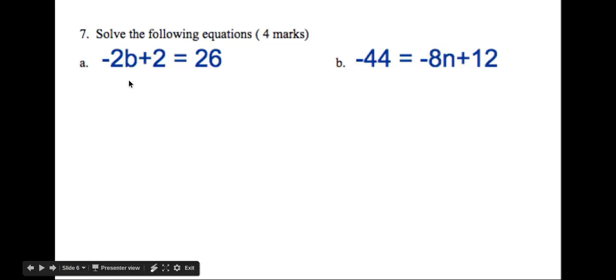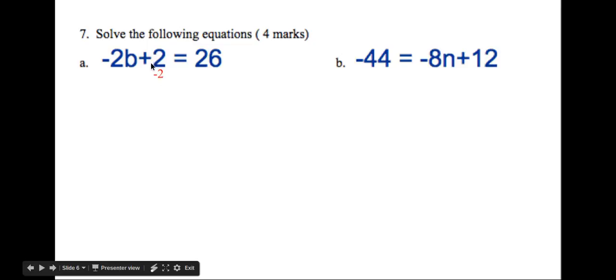All right, question number 7. Solve the following equations. So we have negative 2b plus 2 is equal to 26. And I want to get my negative 2b all alone. So the plus 2 is stopping that from happening. So we're going to do the opposite of adding 2. We're going to subtract 2 from the left-hand side.